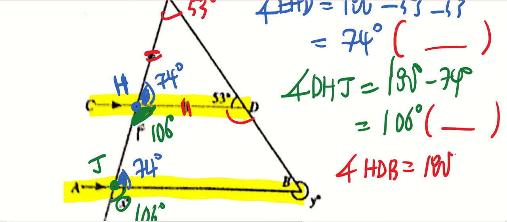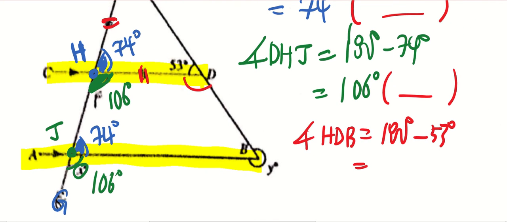Okay, 180 minus 53 degrees. Now, notice up to now, I'm still not answering any question yet. So please be patient. You should be doing this, so later, when you do your questions, it's way faster and way clearer. Okay, 180 minus 53, that is 127 degrees. Let me write it down over here.